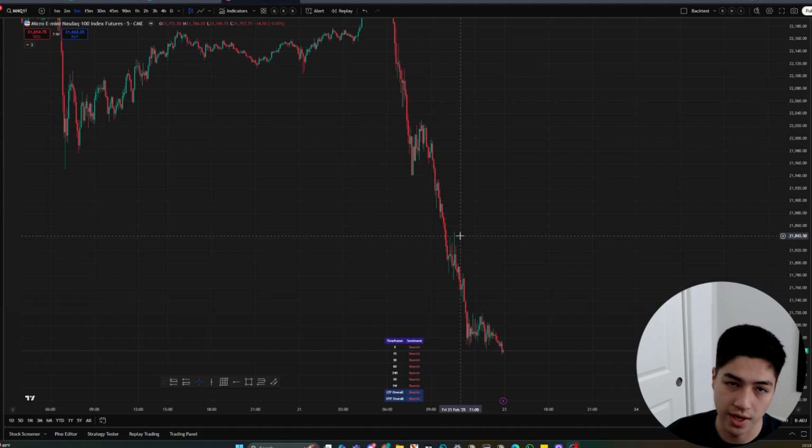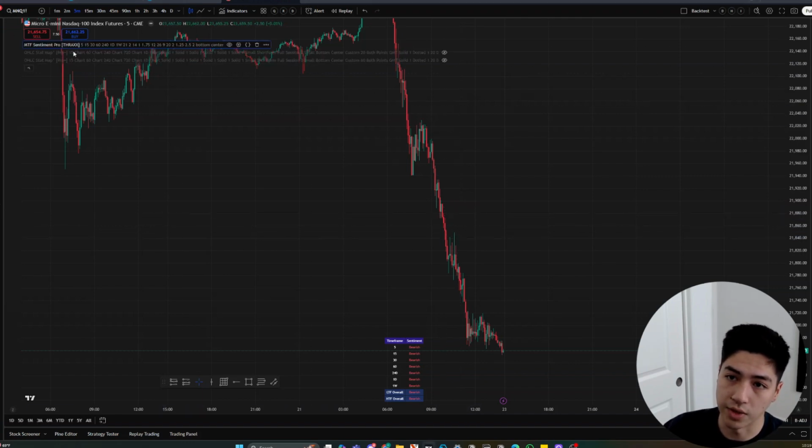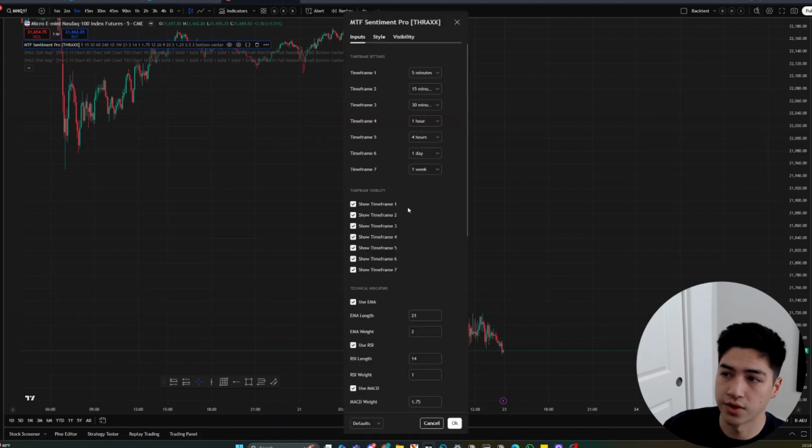You can modify any of the 7 time frames for analysis. It is using dynamic lower time frame and higher time frame calculations. And what are those calculations actually based off of? How are we coming to find out whether something is bullish or bearish? Well, I have it set up on a few different things.